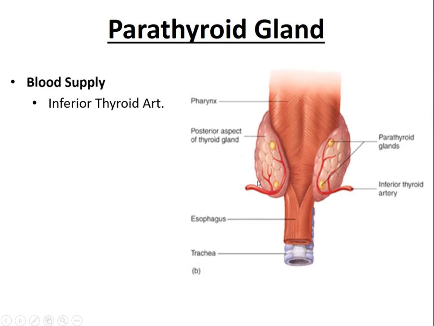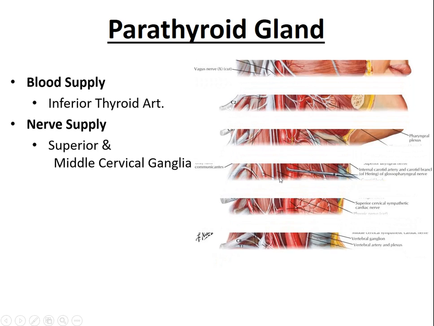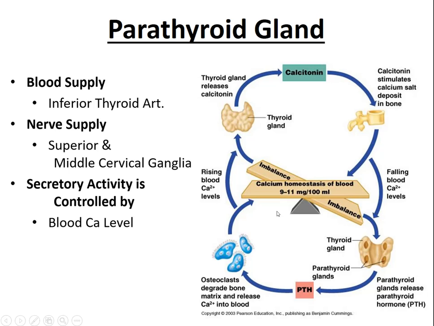Now the blood supply is mainly from the inferior thyroid artery. The nerve supply is sympathetic and parasympathetic, mainly from the superior and middle cervical ganglia, and its secretory activity is controlled by calcium level. If calcium level is low, then the parathyroid gland is stimulated, so that it will increase the calcium level. And if calcium level is high, the parathyroid is inhibited, so that blood calcium level is maintained.